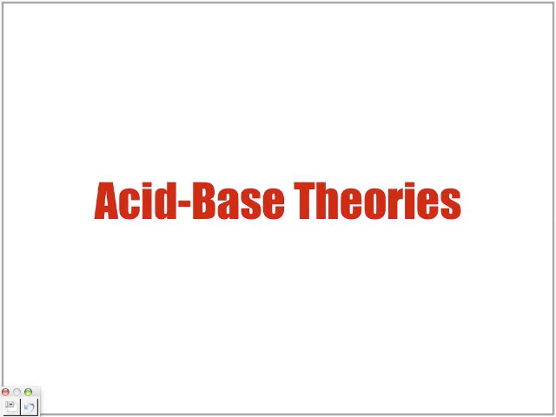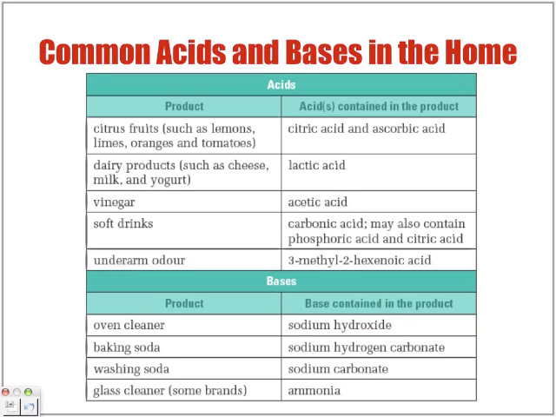And we know that there's a fear about acids and bases when it comes to the lab. And of course, there are acids everywhere, even in foods, right? So let's look at a few common acids and bases that we have in the household. We've got citric acid that's found in fruits, ascorbic acid, lactic acid in dairy, acetic acid in vinegar, carbonic acid in soft drinks, underarm odor sprays or sticks. In terms of bases, we've got oven cleaners, baking soda, glass cleaners.